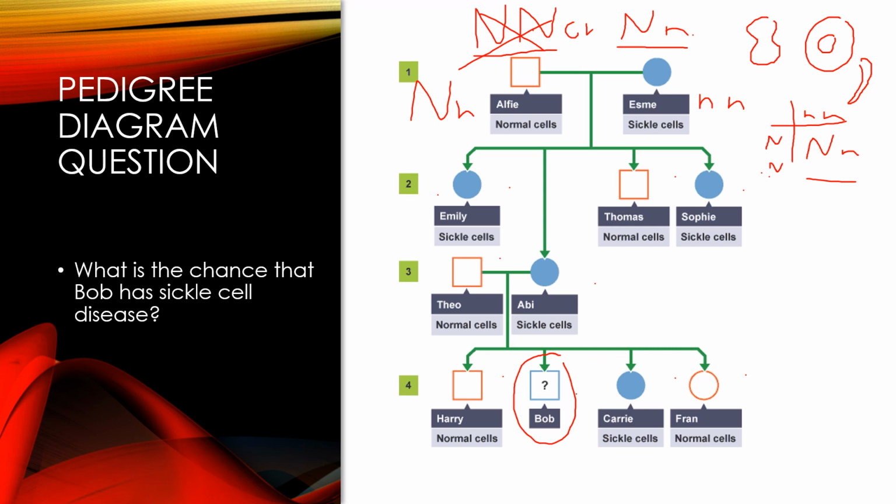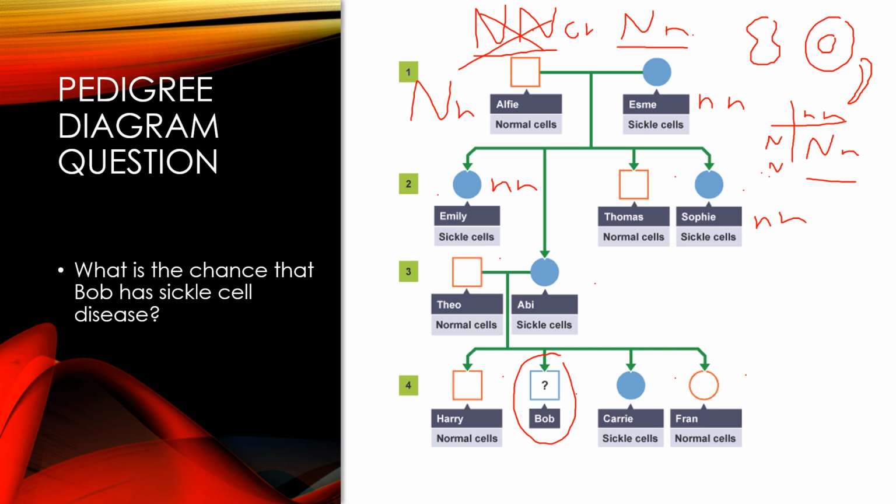But Emily here, if she has a disease, she must be two small n's. Sophie must also be two small n's. Again, let's think with Thomas. Well, Thomas has normal cells. Okay, well, Thomas could be either homozygous or heterozygous.